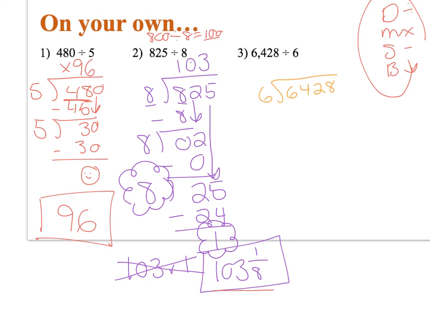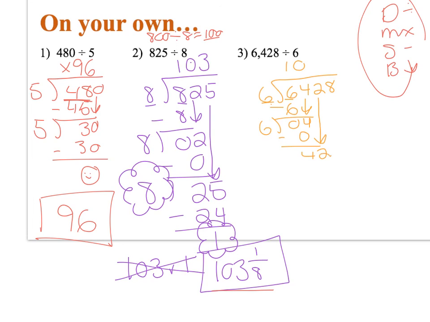Step 1, divide. 6 divided by 6 fits in 1 time. 1 times 6 is 6, subtract 0. Bring down the 4. 6 into 4 will not fit. So we are going to put a 0. 0 times 6 is 0. Subtract, you get 4. Bring down the next digit.